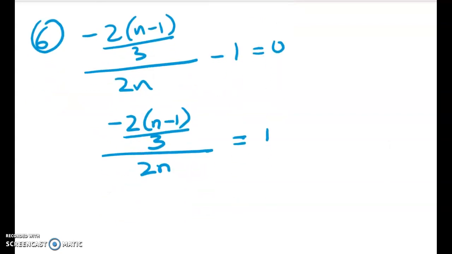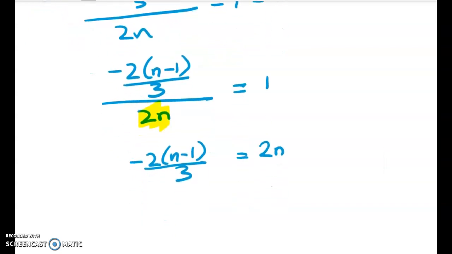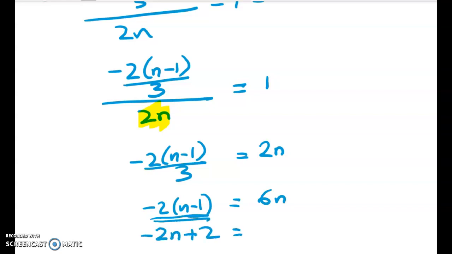Because the next step that I'm going to do is to multiply both sides through by 2n. Remembering that if I do that, it works because 2n divided by 2n is 1. So on this side, we're left with this. And now I've got 1 times 2n, which is 2n. Expanding out, well, first of all, let's multiply through by 3. Now we expand out the brackets here and we get negative 2n plus 2 is equal to 6n.